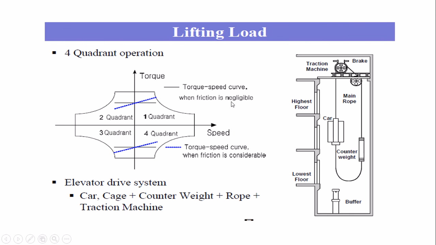This is the lifting load. It is a four-quadrant operation, which has a torque-speed curve, with torque and speed. It works here when the torque is positive and the speed is positive: first quadrant, second quadrant, third quadrant, and the fourth. Look at this, this is the traction machine. This is the brake. The car and the counterweight go up and down, up and down, between the highest floor and the lowest floor. Here is the buffer.